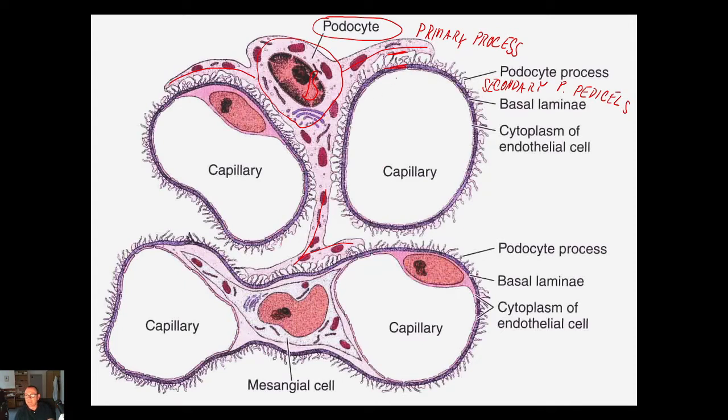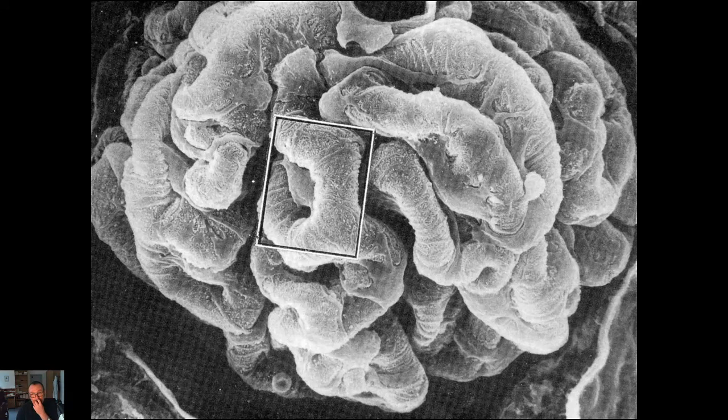And they touch the surface of a capillary, or better to say, they touch the basal lamina of the visceral layer of the Bowman's capsule. So the podocytes are not in direct contact with their basal lamina. They contact the basal lamina only by their pedicels, small processes, small feet. So let's look at several pictures of these very special cells, the podocytes.